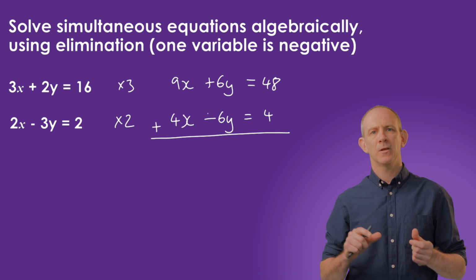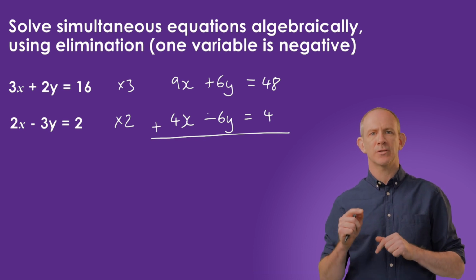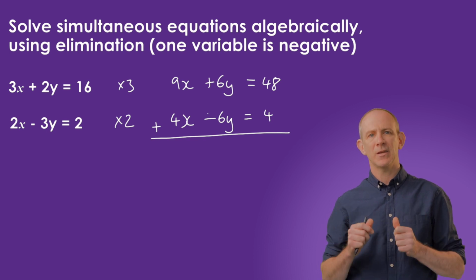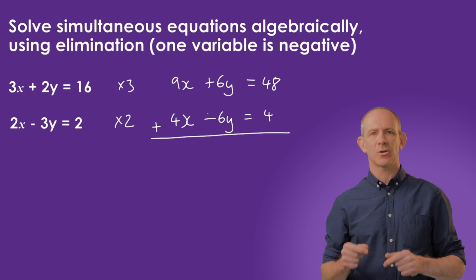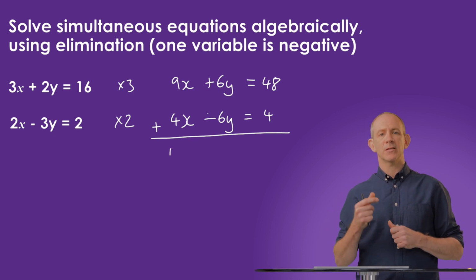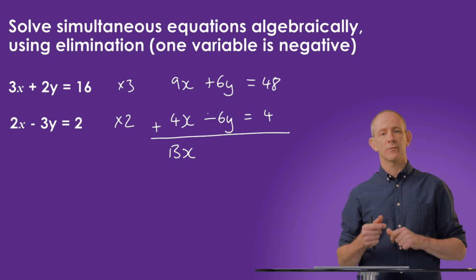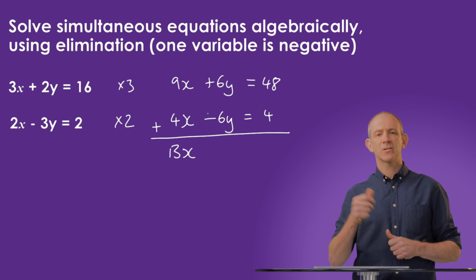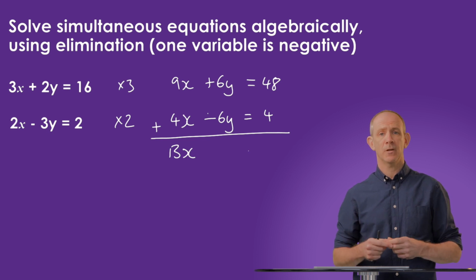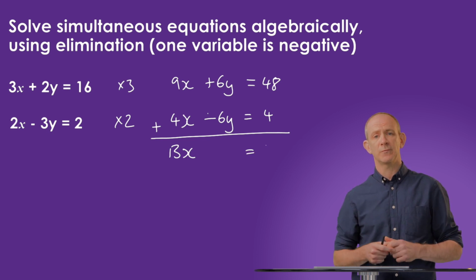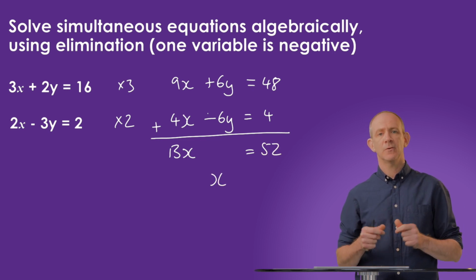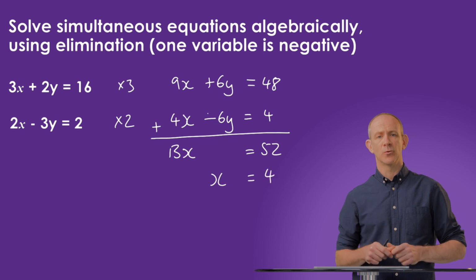And I'm going to add them because the values of the y coefficients are the same. One is positive and one is negative. And it'll eliminate the y variable and I'll be able to solve for x. So when we add these two equations together, we get 9x plus 4x would give us 13x. Positive 6y plus negative 6y would give us 0. 48 plus 4 would give us 52. We can now divide both sides by 13 and get x equals 4.